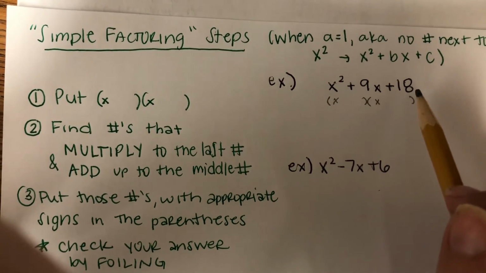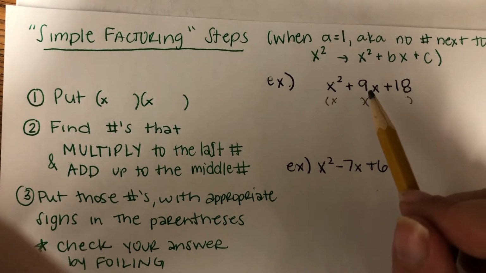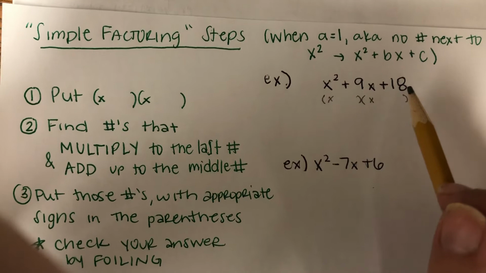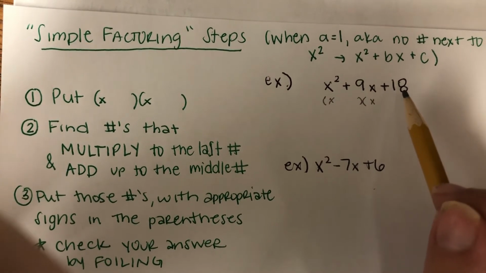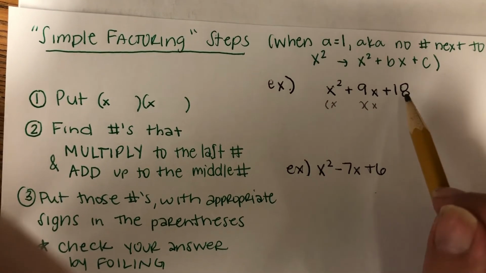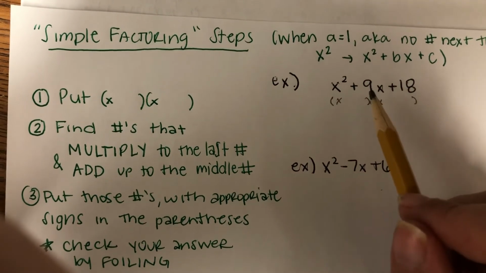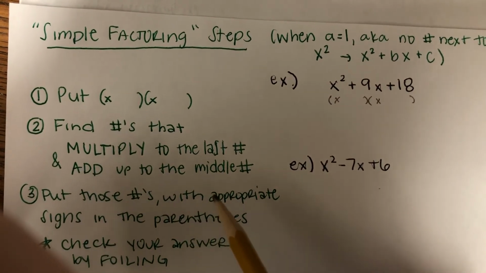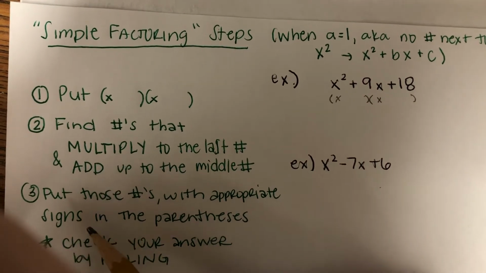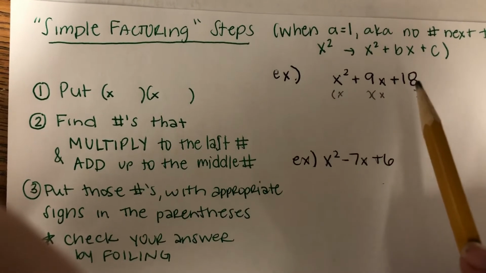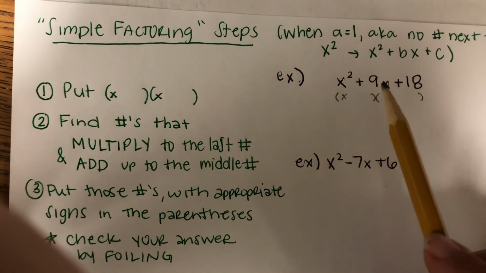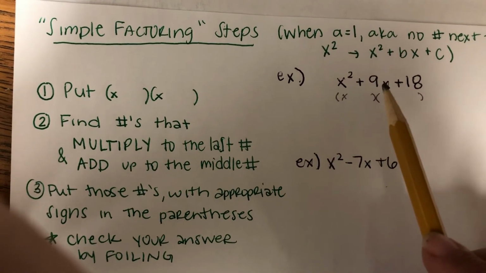2 times 9 is 18, but it does not equal 9 when added together. Another combination is 3 times 6 to get 18. 3 times 6 gives me 18, and 3 plus 6 gives me 9. So I'm going to put those numbers with the appropriate signs. A positive 3 times a positive 6 equals 18, and a positive 3 plus a positive 6 gives me 9.